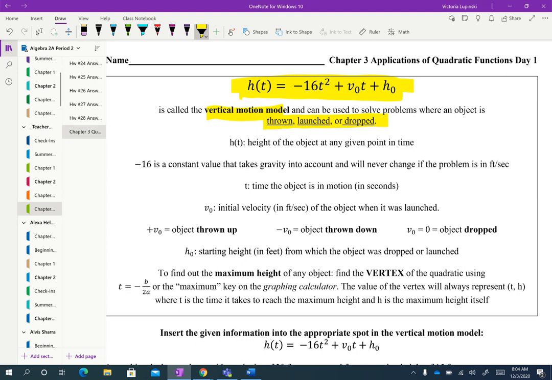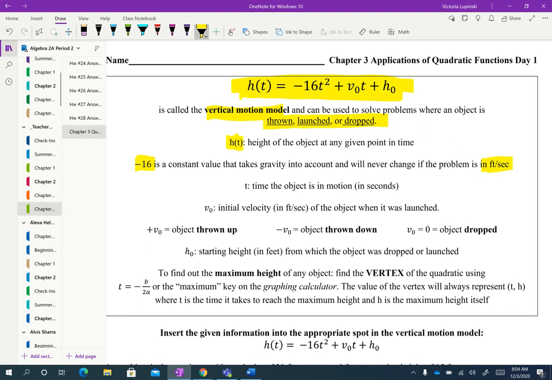Those are little subscripts. So let's go ahead and talk about what each different part of the formula means, and then we'll see some problems where we put them in action. So h of t represents the height of the object at any given point in time. Please note that negative 16 out front is a constant that takes into account gravity and will never change so long as the problem is in feet per second. Just so you know, if it was meters per second, it would be negative 4.9.